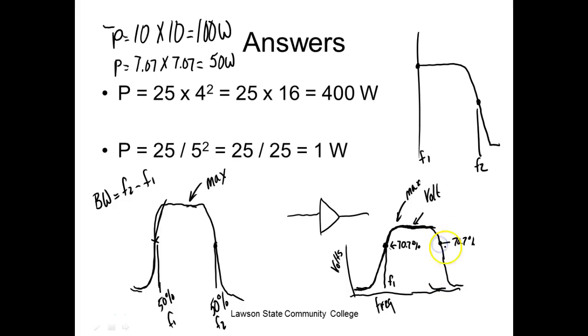And when it drops down to 70.7% right here, I would call this F2. And we'll do this with an amplifier. You can actually see the bandwidth of an amplifier. So one of the things they give you when you buy radios and stuff like that, if you look at the technical data, they give you the bandwidth. And this is the range of frequencies it can reliably pass and still maintain at least 50% of the maximum output power.